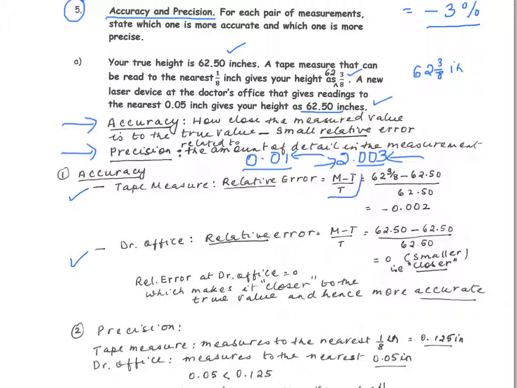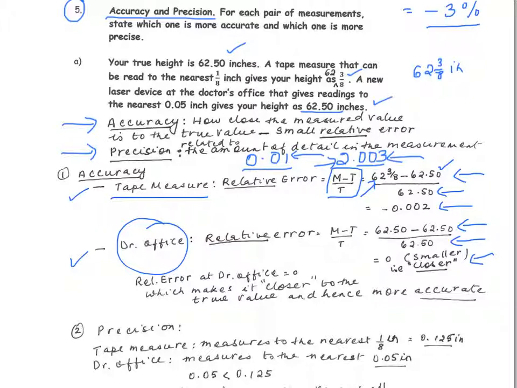So the relative error for the tape measure, we use the formula, plug in the numbers. The true value is 62.50. That's the true height, and this is the measured height. So measured height minus the true height divided by the true height is negative 0.002. So we look at the doctor's office laser device and figure out the relative error, which is the absolute error over the true value, and it is equal to 0. So there is no doubt that the doctor's office measurement is more accurate than the one with the tape measure.